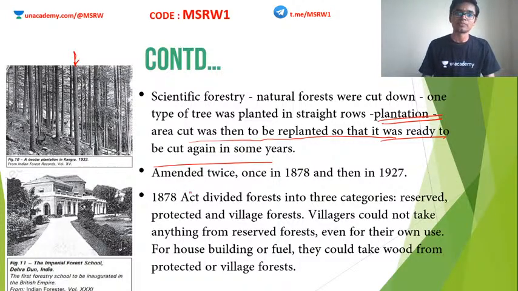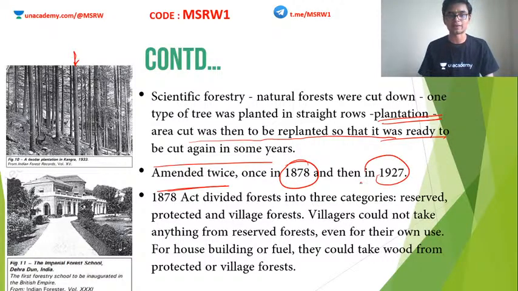Later on this was amended twice, once in 1878 and later in 1927. The 1878 Act divided forests into three categories. This is where we see the forests classified as reserved forests, protected forests and village forests. Even now these kinds of classifications exist. So the root of the classification, the first time it was done, was in 1878 as an amendment to the Indian Forest Act. Clear? So according to this act, the forests were classified into three: reserved forest, protected forest and village forest.